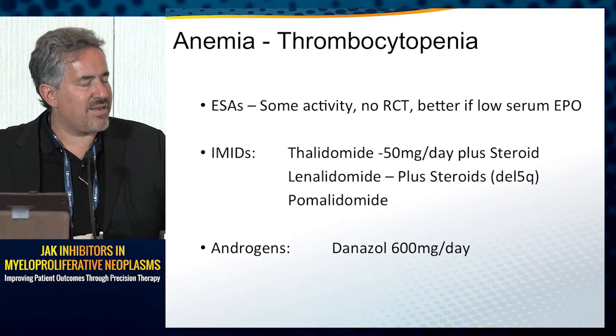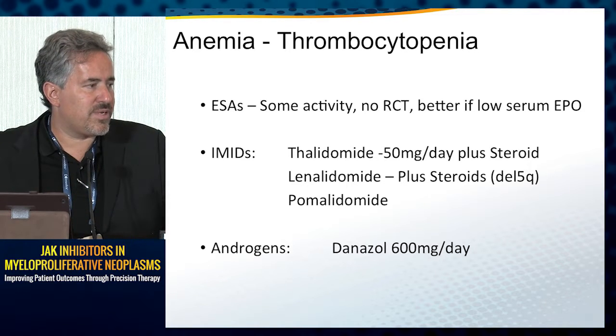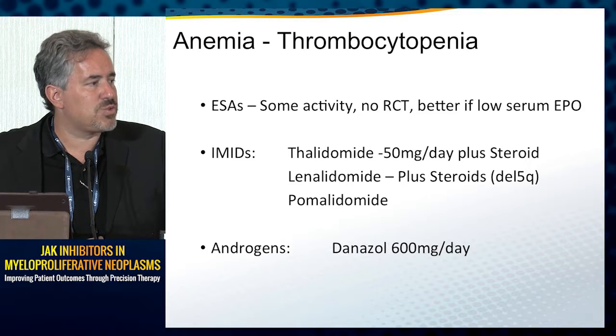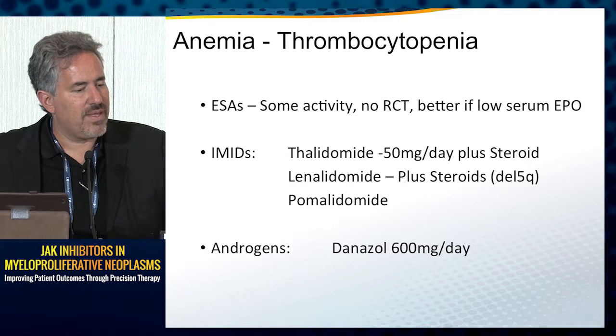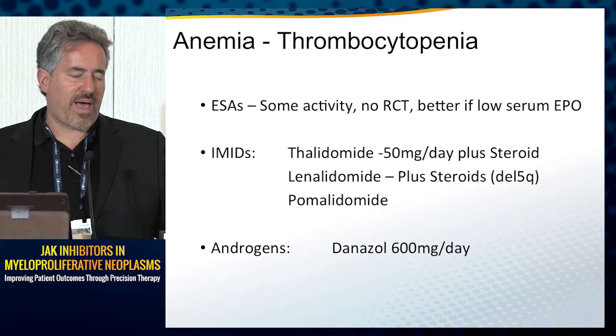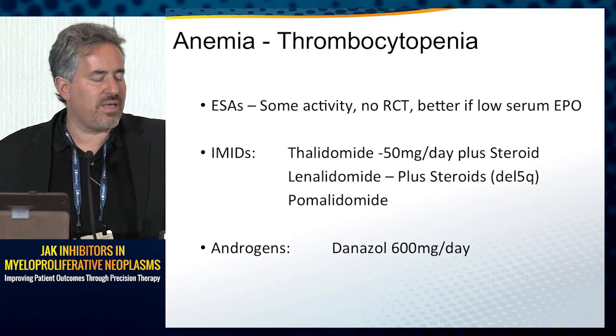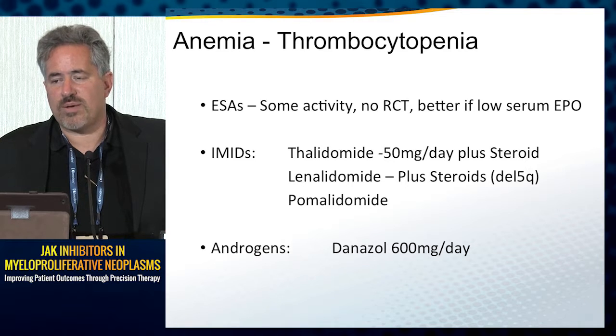ESAs, they can be active with all the caveats in MDS, and in my experience have been particularly helpful in those individuals who really have renal insufficiency as well and have that as a contributor to their anemia. The IMiDs have some activity. They all have some drawbacks, and we'll talk about the phase 3 study in pomalidomide in a moment. And finally, androgens do have some activity.